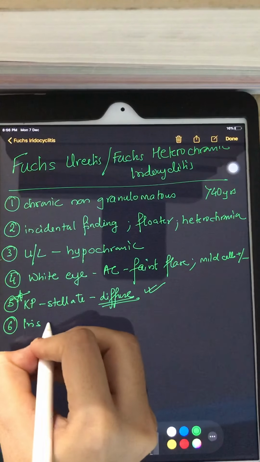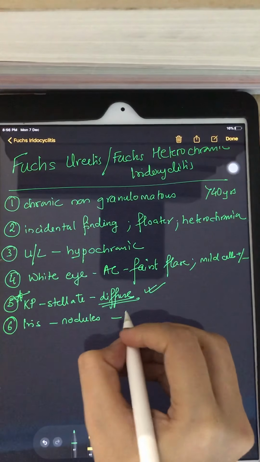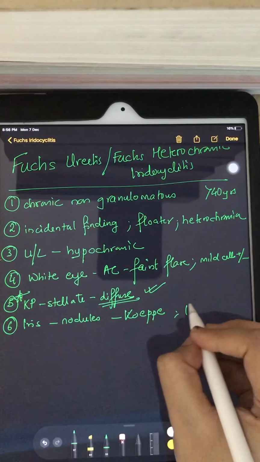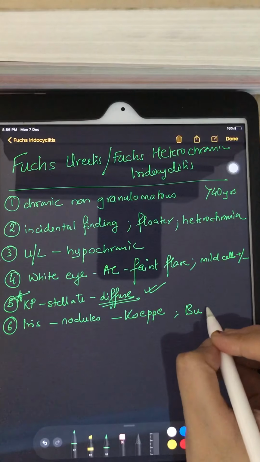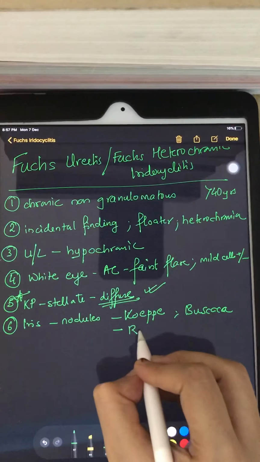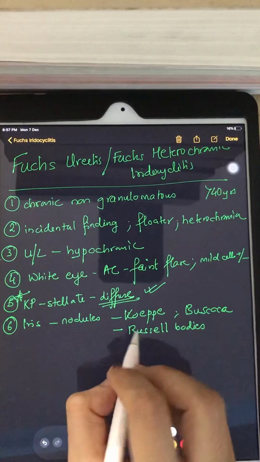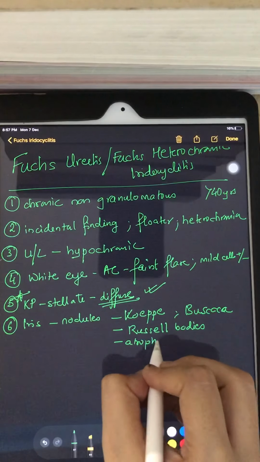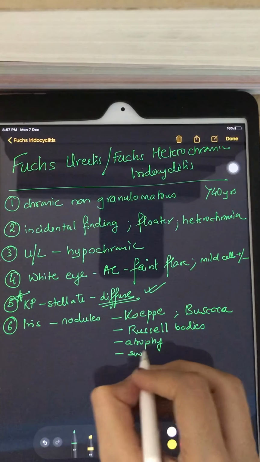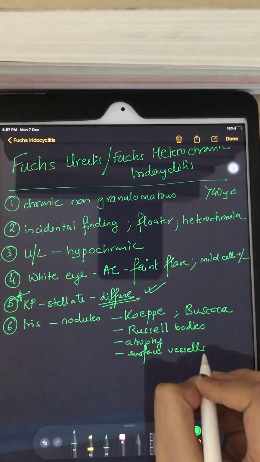We have a few iris findings, like iris nodules. Most often it is Koeppe nodules, which are seen at the pupillary border. Sometimes even Busacca nodules, which are seen in the stroma, can be seen in Fuchs. Then we have crystals on the iris surface, known as Russell bodies. There can be atrophy of the iris, in which we see transillumination defects, and there are surface vessels. These iris surface vessels are fine and irregular.